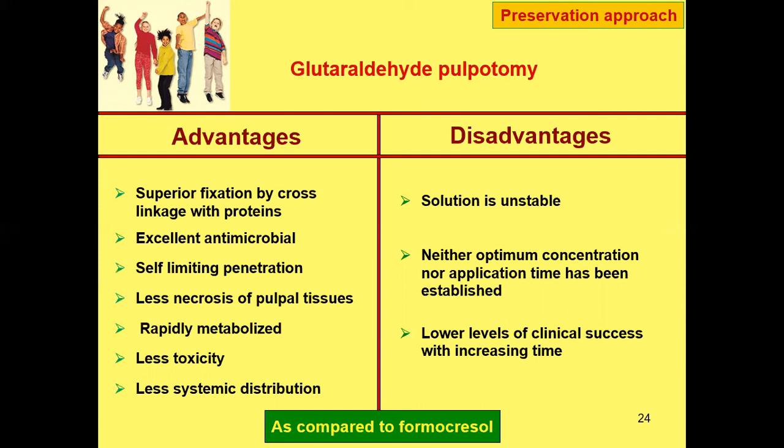So what are the advantages of glutaraldehyde pulpotomy? Superior fixation by cross-linkage with proteins, excellent antibacterial action, then self-limiting penetration. It won't penetrate much deeper into the tissue. Then less necrosis in pulpal tissue, rapidly metabolized, less toxicity and less systemic distribution.